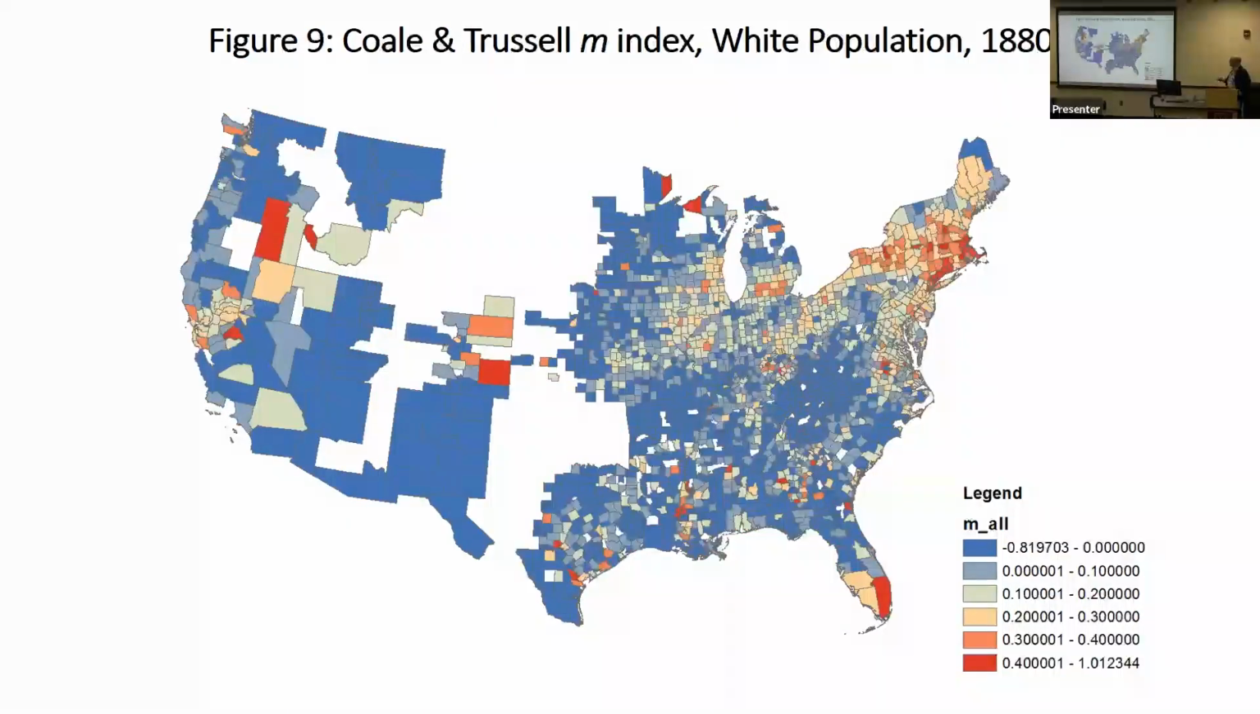This measure here, probably many of you haven't used these Coale-Trussell fertility indices. This is the little m index. And I'll just say it's an index for determining where couples practice parity-dependent control, which is a very modern form of birth control where they have a target number of children in mind and they achieve it, right? They stop at 2 or 3. Where are couples achieving modern forms of fertility control? It's the Yankees. Yeah, they're peculiar people.